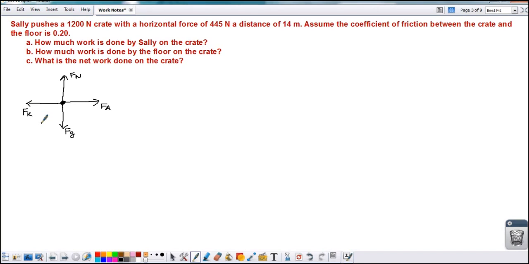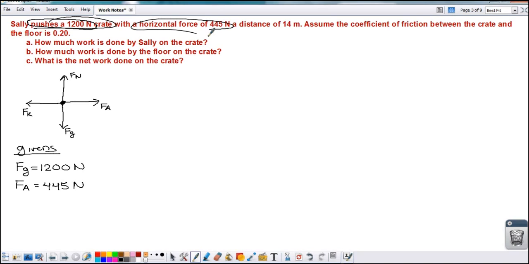Okay, so next thing we want to do is write down what we know, our givens. Well, she pushes a 1200 Newton crate. That is the gravitational force. I know it's the weight or the gravitational force because it's given to me in newtons. With a horizontal force, so this is the pushing force or the applied force of 445 newtons. And it goes a distance of 14 meters. So there we have our givens.